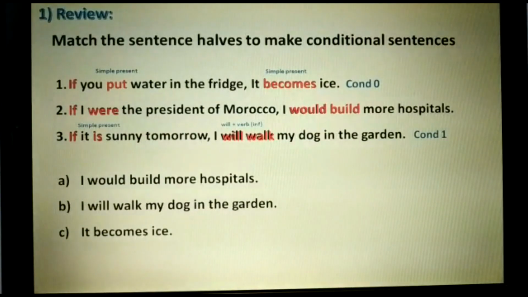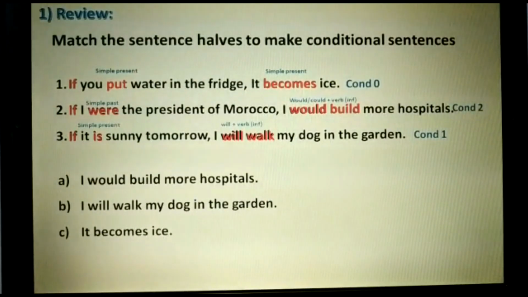Okay? Back to number 2. If I were the president of Morocco, I would build more hospitals. So as you can see, here we have the verb to be in simple past, and in the main clause we have would, and you can use could plus, of course, the bare infinitive. So this is conditional type 2.